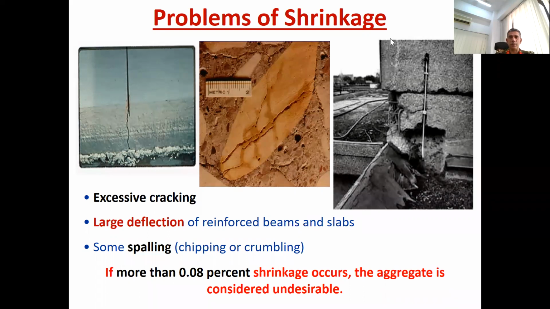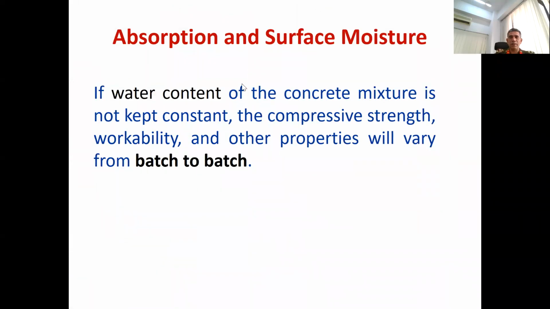Problems of shrinkage, we are discussing that issue. The absorption and surface textures. If the water content of the concrete mixture is not kept constant, for example, you are mixing aggregate with cement and water, and then one mixture is prepared and you have taken it to some site, from batch to batch, if the water content varies, the strength, workability, and other properties will vary from batch to batch.